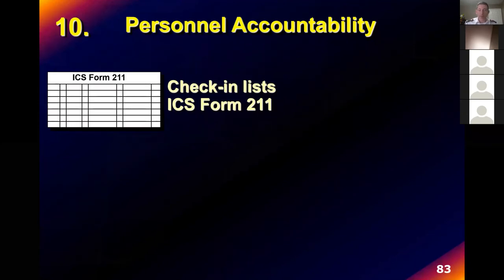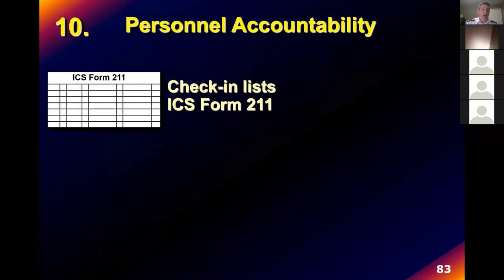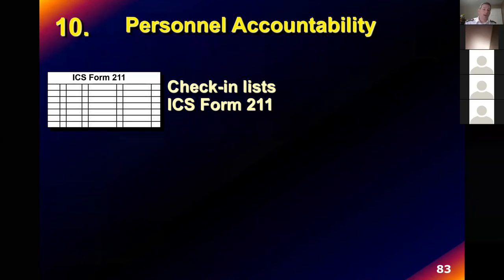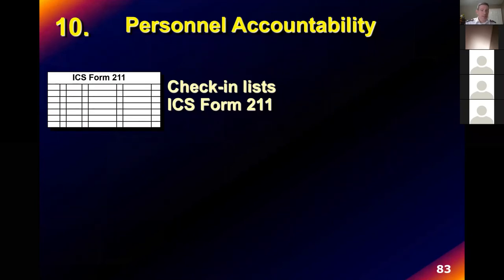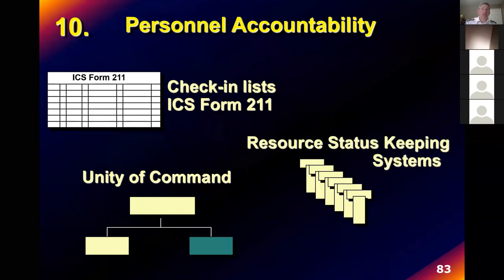Check-in is going to be mandatory for all personnel. Depending on the size of the incident, check-in might be at the incident command post. For larger incidents, you might be going to a staging area, a base or camp, or a helibase. There might be division or group supervisors around that you need to check in with. And again, like with unity of command, we only want to have one supervisor giving directions. There may also be what's called a resource status unit.